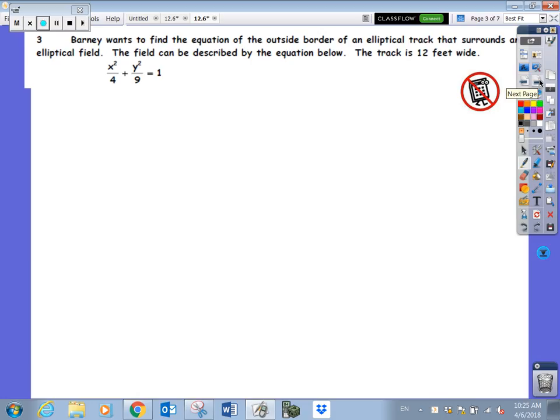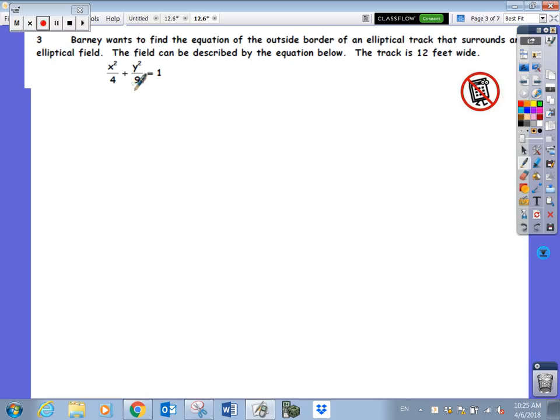All right, we want to find the equation of an outside border of a track, and it's an elliptical track. Again, that elliptical word is important. Don't just make up your own conic. Don't just think, oh, it's a track, so I'm going to make it a circle. Okay, it tells you it's an ellipse. It even gives you an equation of an ellipse right there, and it says the field can be described by the equation below. All right, so we have a field.